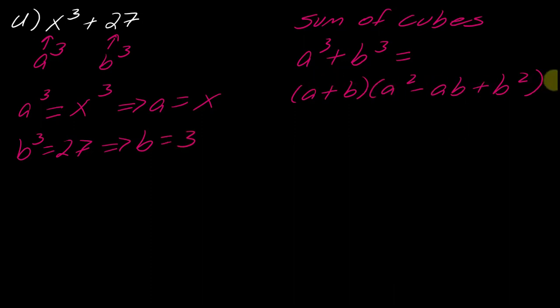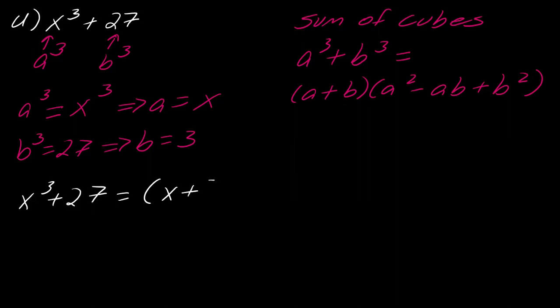So in this formula then, wherever I see an a, I'm going to replace it with an x. And wherever I see a b, I'm going to replace it with a 3. So now let's go ahead and do that. So x cubed plus 27 is going to be, now instead of this being a plus b, this is going to be x plus 3.